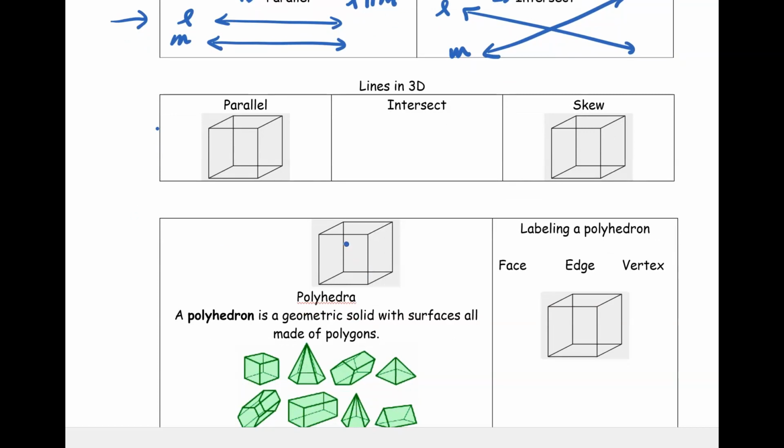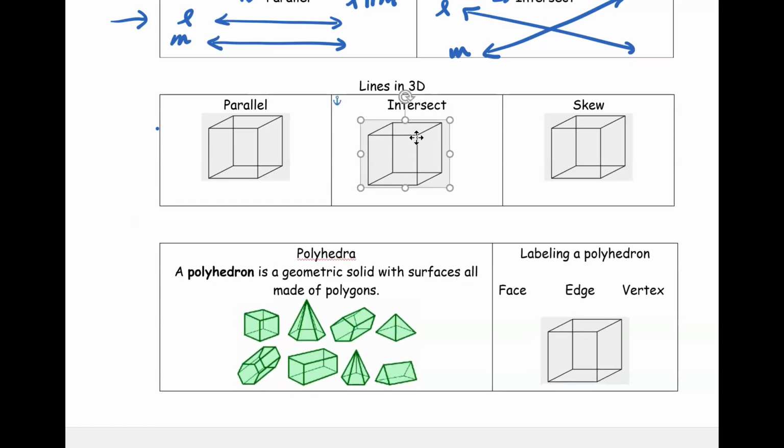Oh, and it looks like my little box here moved down. Let's see if I can move it back. There we go.